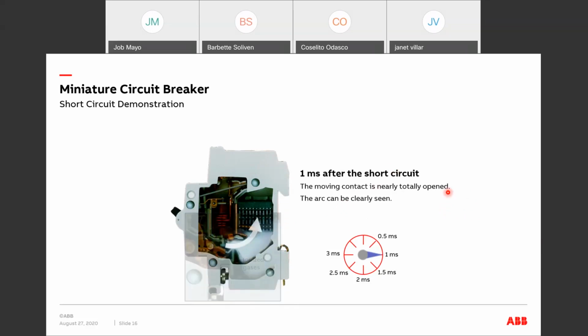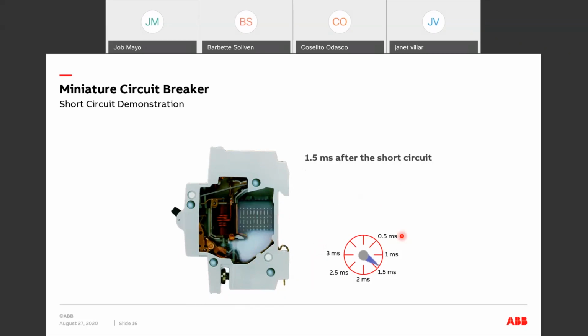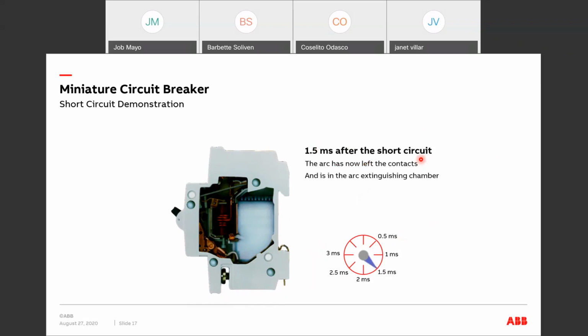So this is the arc extinguishing system. Here are the ionized gases produced during the opening of the contacts. At 1.5 milliseconds after the short circuit, the arc has now left the contacts and is in the extinguishing chamber.